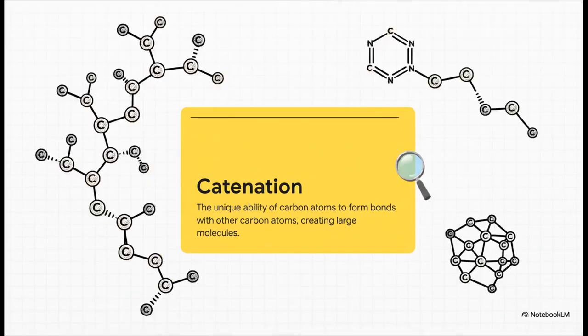And that superpower has a pretty cool name, catenation. It sounds a bit fancy, but all it really means is that carbon is unbelievably good at linking up with other carbon atoms. It can form these long, super stable chains, branched chains, even rings. This is what makes it the ultimate molecular Lego piece. It can build a practically infinite number of different things.